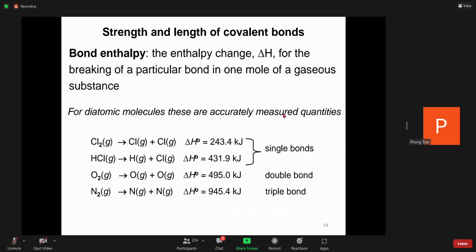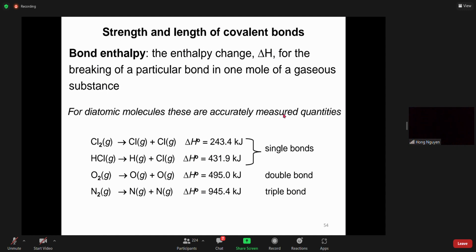So we talk about bond enthalpy. Bond enthalpy is the enthalpy change, which we denote as delta H, for the breaking of a particular bond in 1 mole of a gaseous substance. So for a diatomic molecule, it is an accurately measurable quantity. For example, if you take Cl2 gas, you break this covalent bond of chlorine to become 2 atoms in the gas phase. So the enthalpy change we call the bond enthalpy.